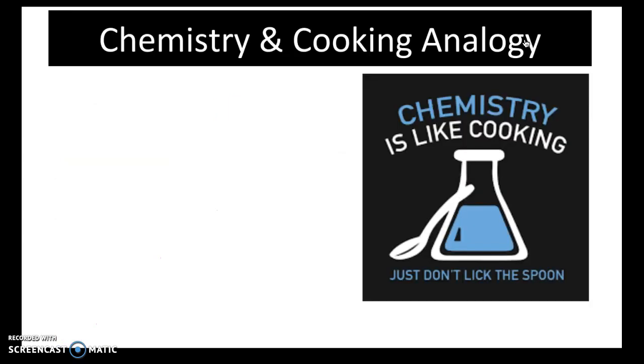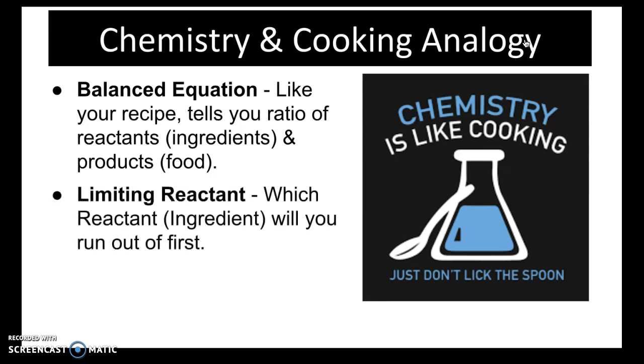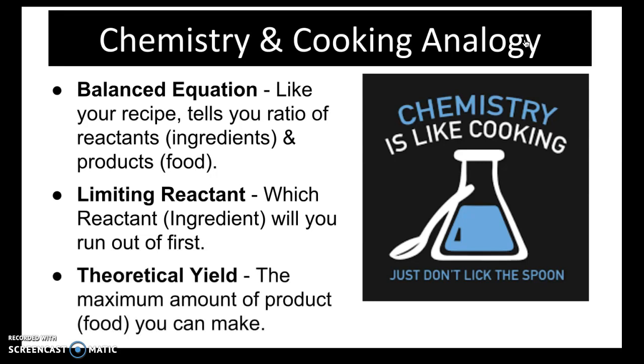All right, so we're focusing on limiting reactant and theoretical yield, and one of the best ways of grounding ourselves in that is to use the chemistry and cooking analogies, where our balanced equation is like our recipe. It tells you the ratios of reactants, which are like your ingredients, and products, which are like your food. The other term we use a lot is limiting reactant or reagent. It's the same thing. And that's the reactant that you will run out of first. So remember, reactants are like an ingredient. So whatever ingredient you run out of first, that's what is limiting. And theoretical yield is the maximum amount of product or food you can make. So these are the terms that we use in these types of problems.